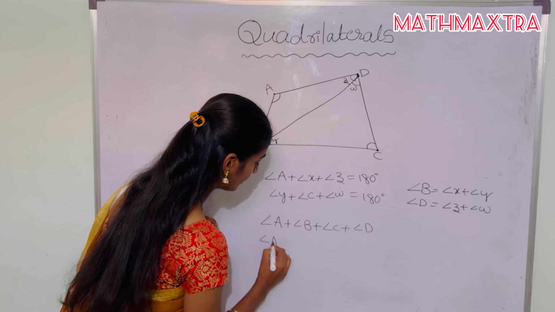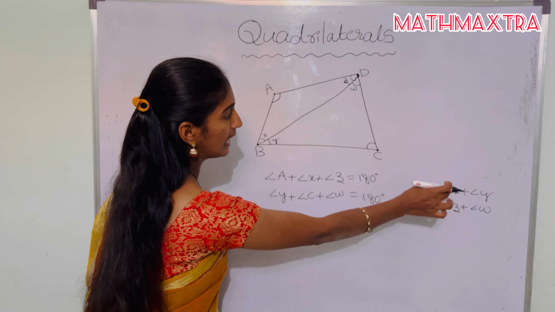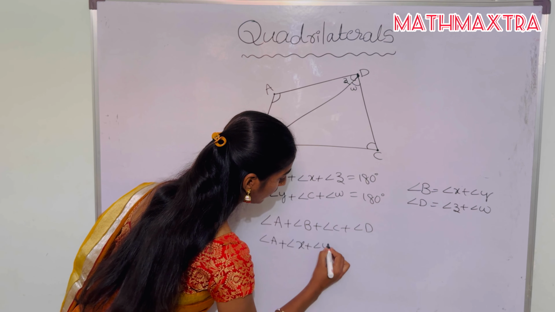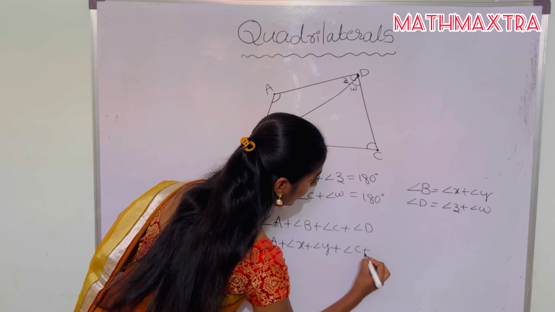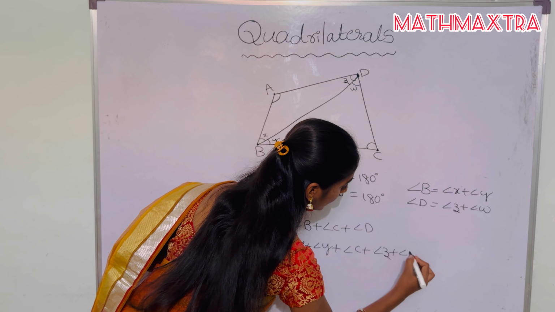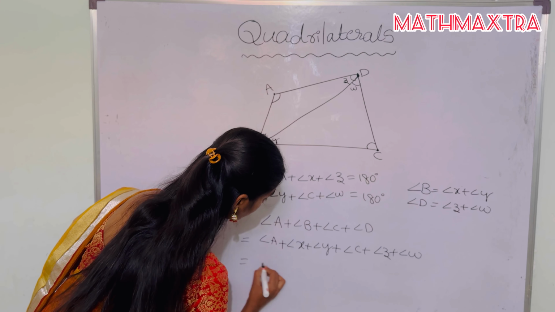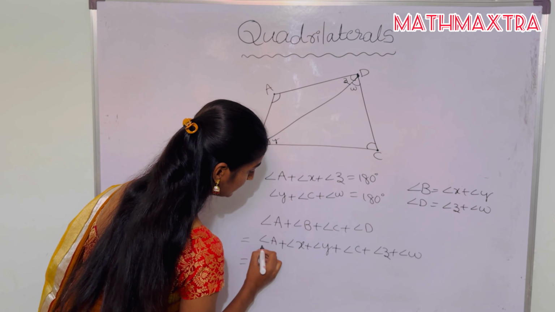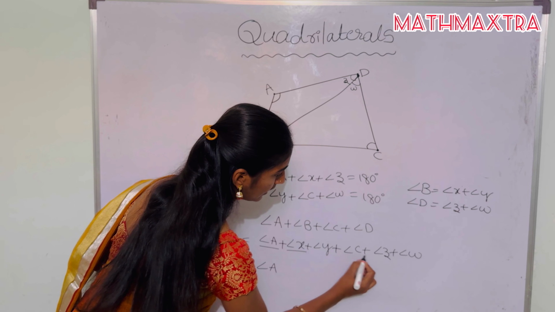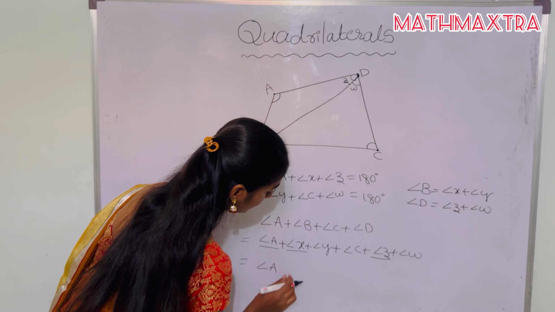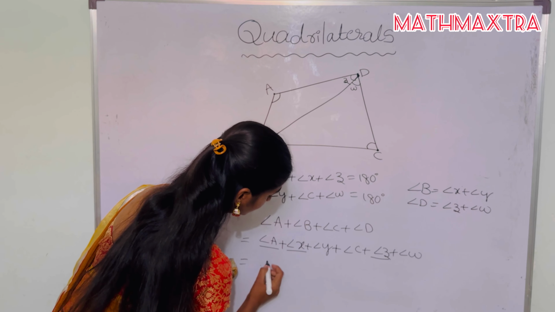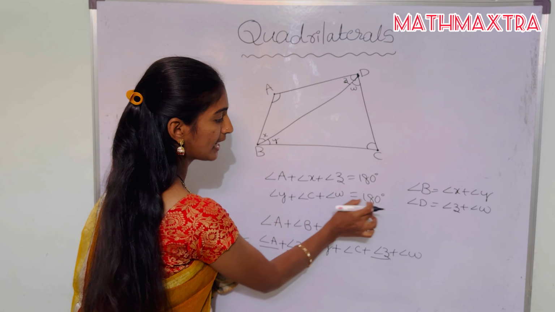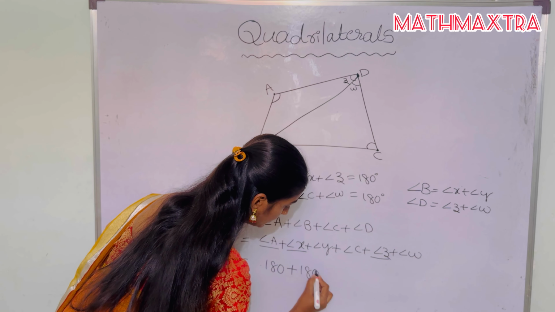So we know angle A, angle B is nothing but angle X plus Y, right? Angle X plus angle Y, and angle C and angle D is nothing but angle Z plus angle W. Now we know very well angle A plus angle X plus angle Z is equal to 180 degrees. Angle A, angle X and angle Z, these three will become 180, right? So 180 plus angle Y plus angle C plus angle W is equal to 180 degrees.